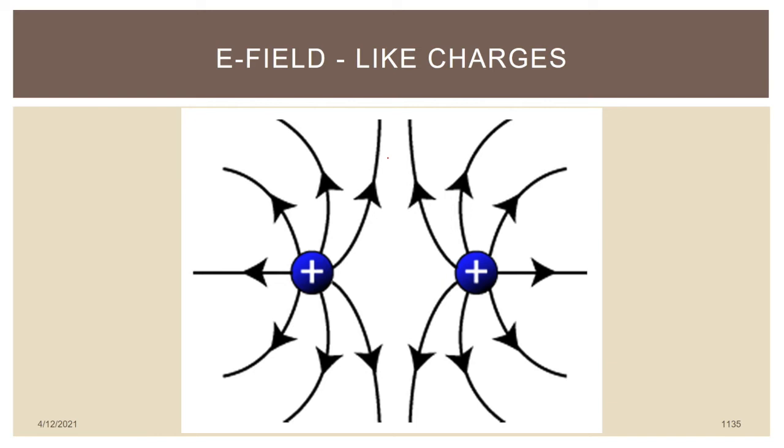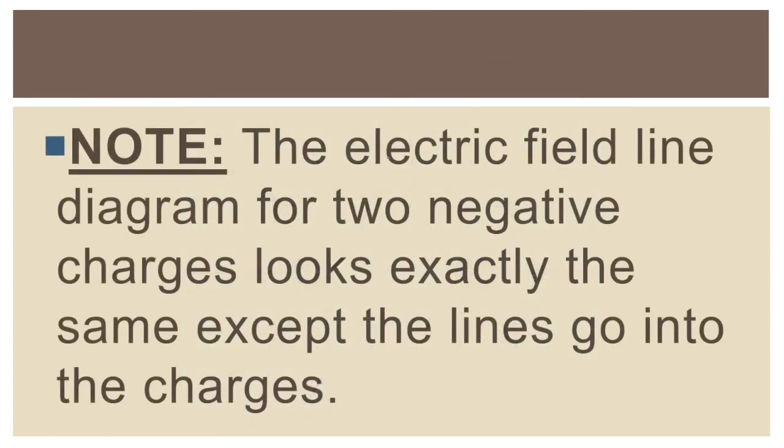All right, now just very quickly before we get into the math side of this, there are a couple of loose ends that we want to tie up here. And the first one is, this is an electric field line diagram for like charges that both happen to be positive. What would this diagram look like if the charges were both negative? What do you think? The answer is it would look exactly the same. The only difference is that the lines would just go into the charges instead of come out of the charges.